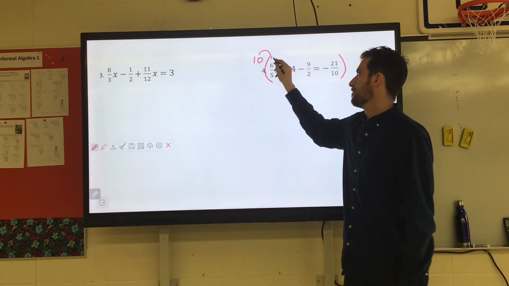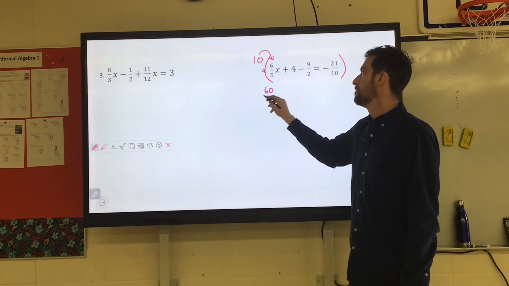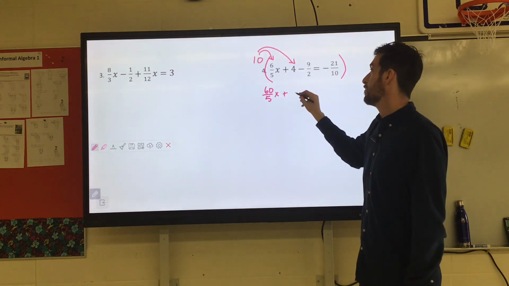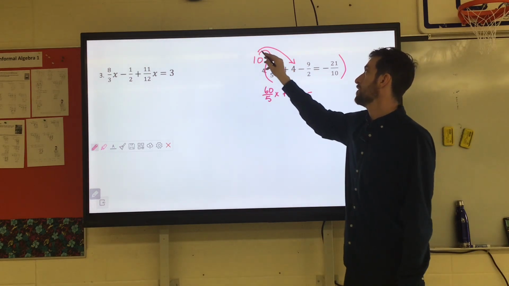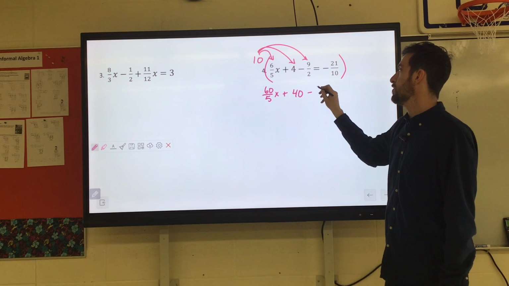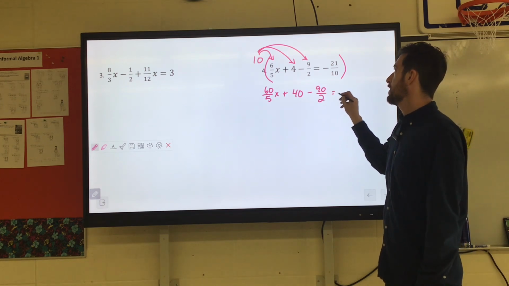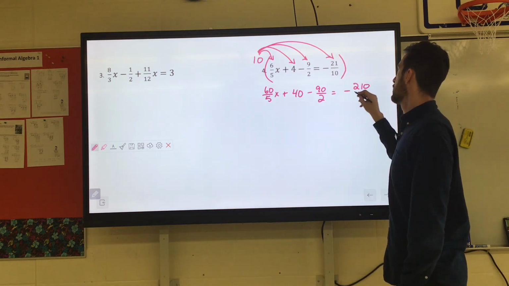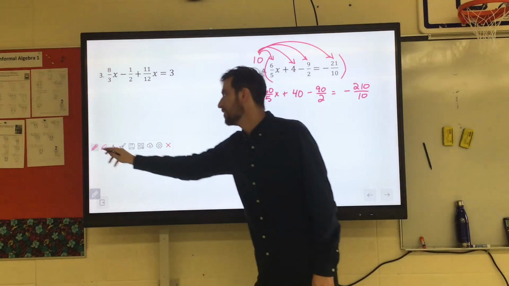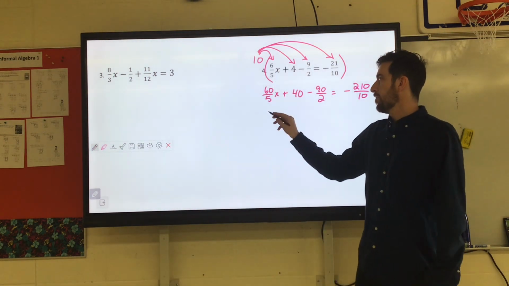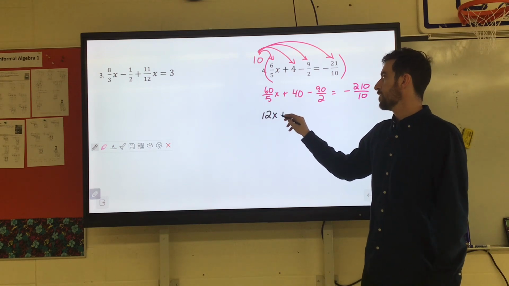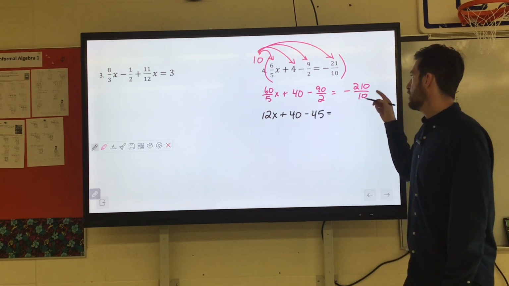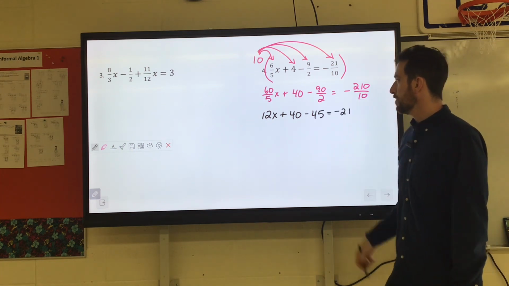So up top, 10 times 6, 60 over 5x. Here we just have to do 10 times 4, which is 40. Minus, this will give us 90 over 2. And then this would give us negative 210 over 10. So we'll divide these now. 60 divided by 5 is 12. 12x plus 40, half of 90 is 45. Negative 210 divided by 10 is negative 21.